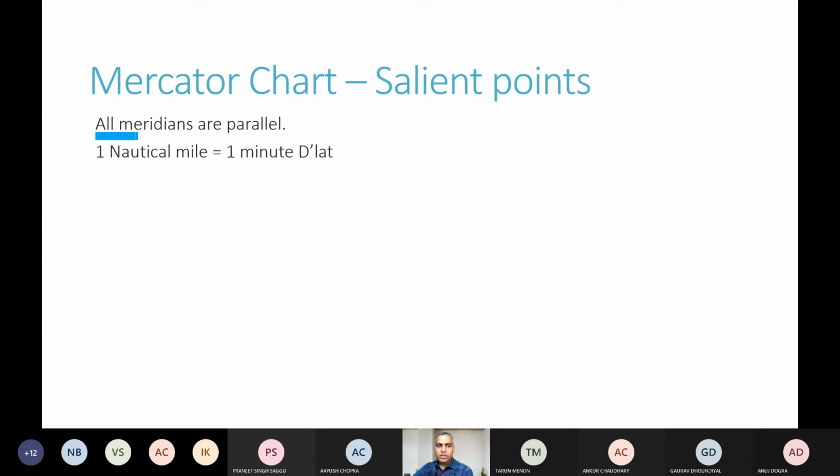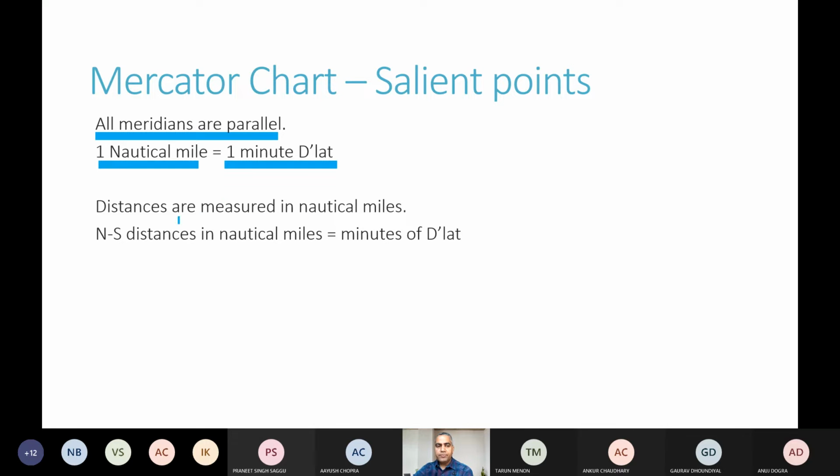Now on the Mercator chart, all the meridians are parallel to each other, and we know 1 nautical mile is equal to 1 minute of DLAT. We also know the distances are measured in nautical miles, and the latitude scale is the scale for measuring distances. If you measure a north-south distance in nautical miles, that is equal to the DLAT between two places.